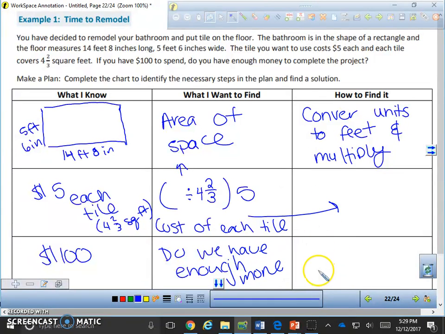How are we going to find? We're going to compare to our answer here. All right, so this is the end of the on your own part.